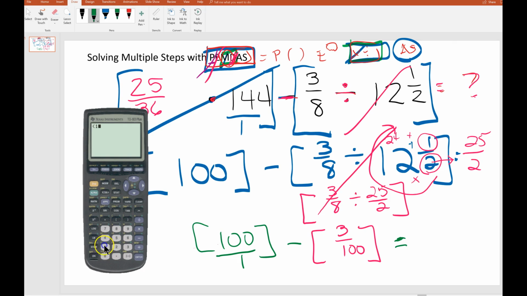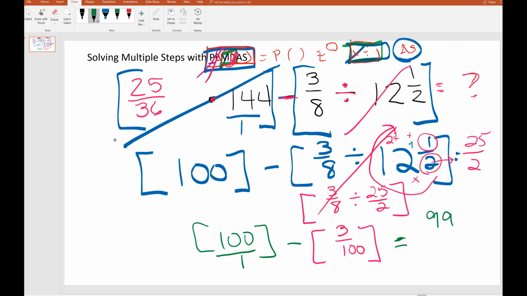So parentheses, 100 divided by 1 parentheses, right? And we're going to subtract the fraction 3/100. Parentheses 3 divided by 100, parentheses, math, enter, and our new answer is, oh my goodness, 9,997 divided by 100. This may be your answer if improper fractions are accepted.